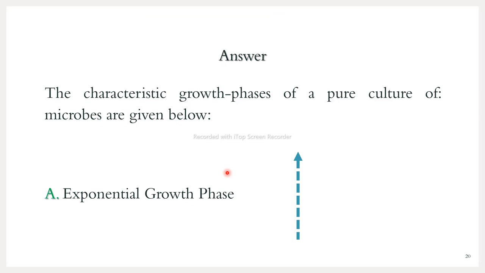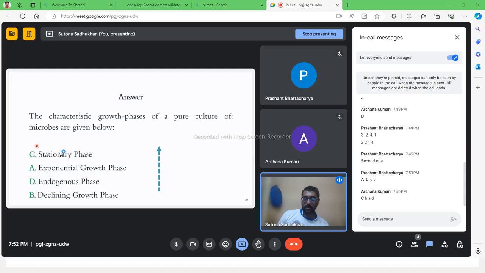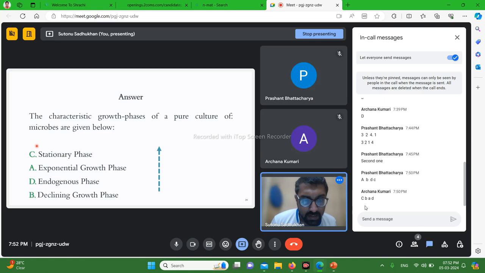Okay, we'll see later how, I actually knew that there would be some problem in understanding this growth phase curve. So that's why I'll discuss it later in a bit more detail. So after the exponential growth phase comes the declining growth phase. After the declining growth phase, the stationary phase occurs. After that, the endogenous phase occurs. So BDAC is the correct sequence. None of you have identified it as BDAC.